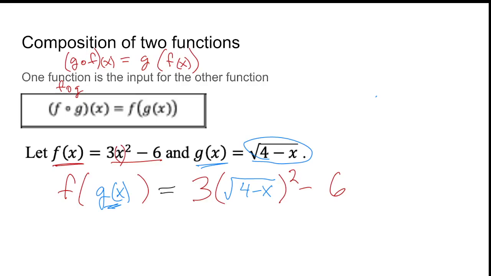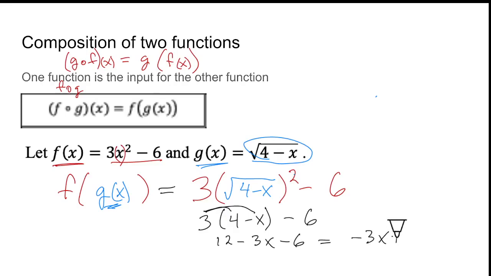In a way we're done, but they also say simplify as much as possible. As we look at this, the square root and the 2: we square the square root, which means the square root and the square cancel with each other. So we're left with 4 minus x minus 6. We distribute through the 3, so that gives us 12 minus 3x minus 6. Then we can combine the 12 and the negative 6, so we're going to get negative 3x plus 6. That would be the composite of it.